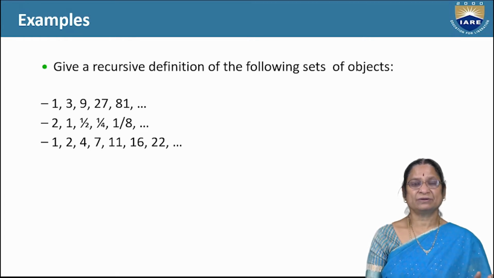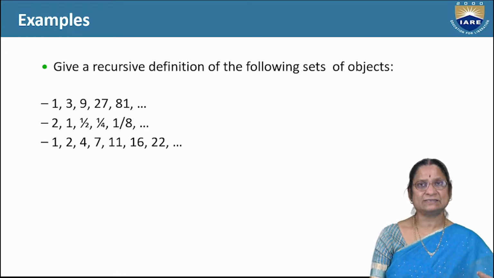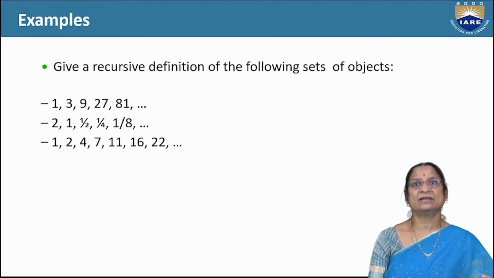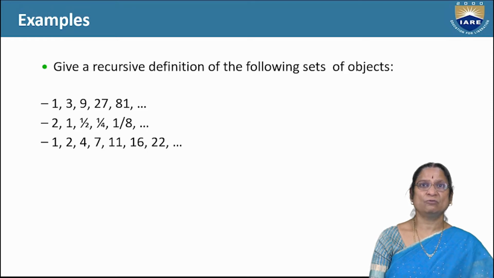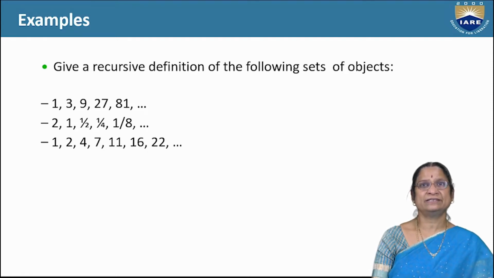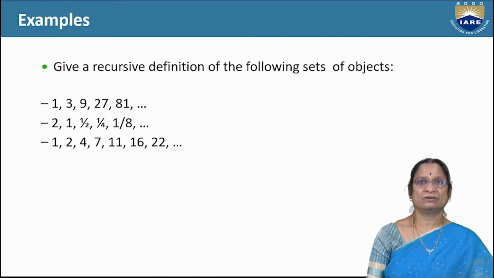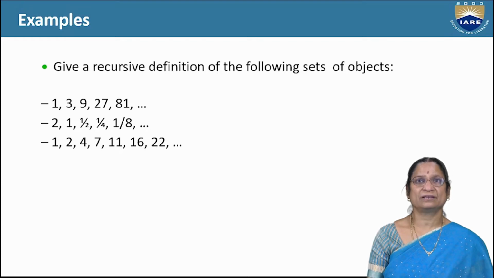For example, we can define for all these things also. Recursive definitions can be considered for the sequence 1, 3, 9, 27. How is every term being generated? It is generating 3 power n, so 3 power n is equal to the nth term we are going to generate. We are going to consider 3 power n minus 1 multiplied by 3.